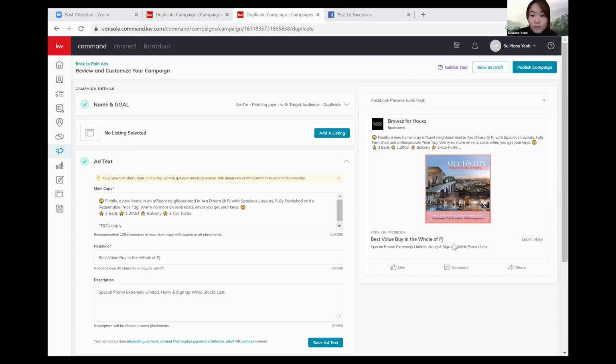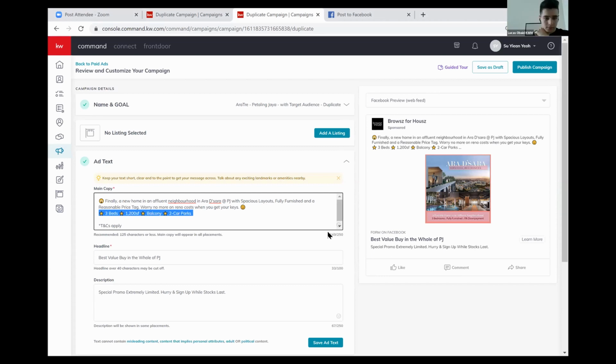Yeah, so when I upload this one for ARA Damansara, you can talk to your potential clients, like talking to them, you know. I would just put like, finally a new home in an affluent neighborhood, you know, and because it comes fully furnished, I tell them, worry no more on rental costs when you get your keys. So you sort of tell them again what they are getting. Okay, 3 beds, 1,000 square feet.